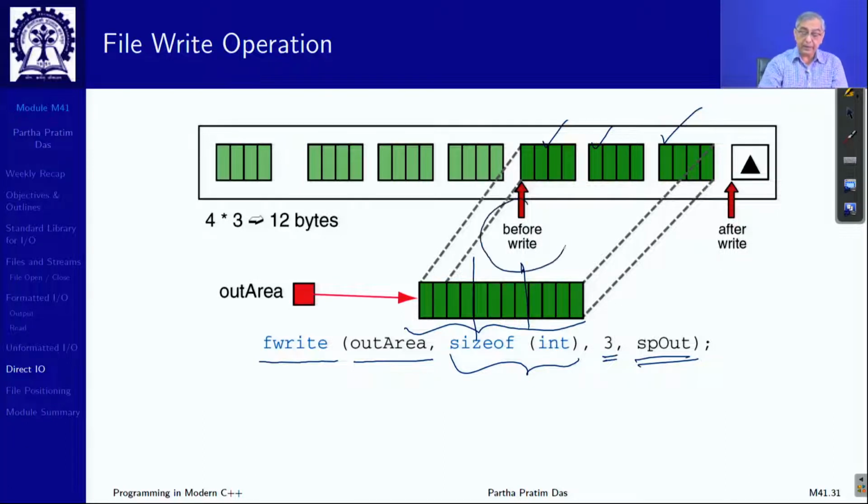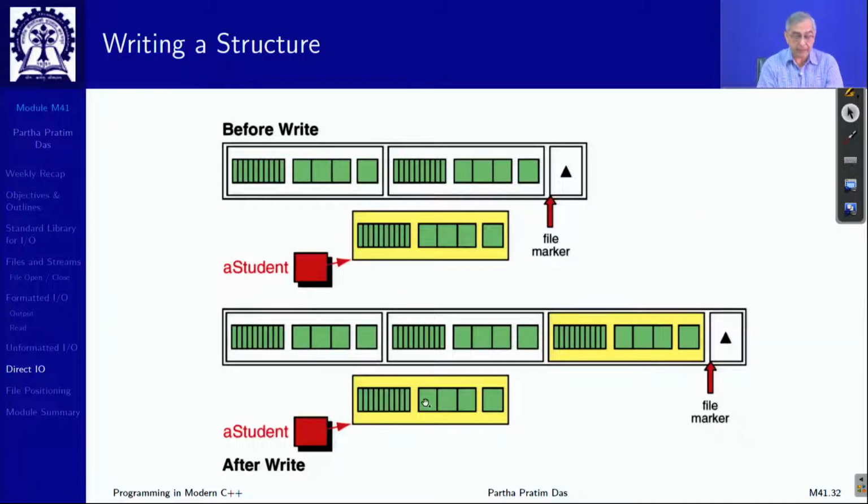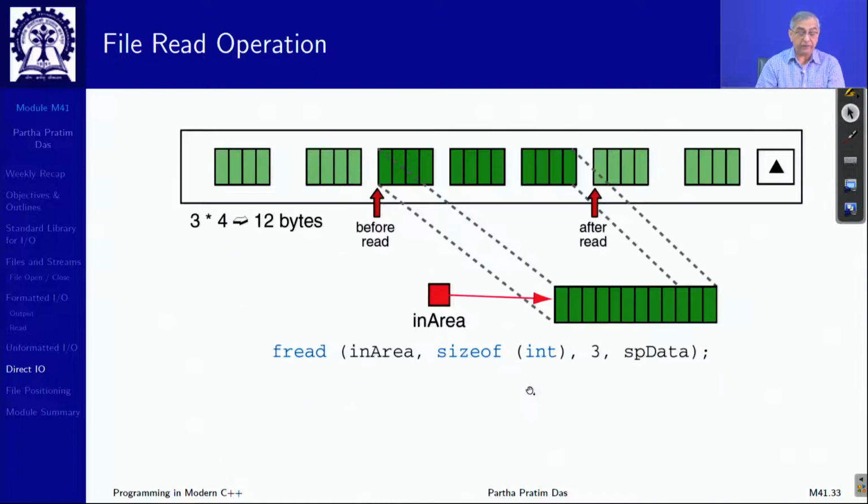You can see that this is where your marker was before you started, and this is where it goes after you are done. So, directly using fwrite you can do that. Similarly, there is a version called write, which does not need the file pointer and will work with your stdout. You can do similar stuff by directly taking a structure and writing it using fwrite.